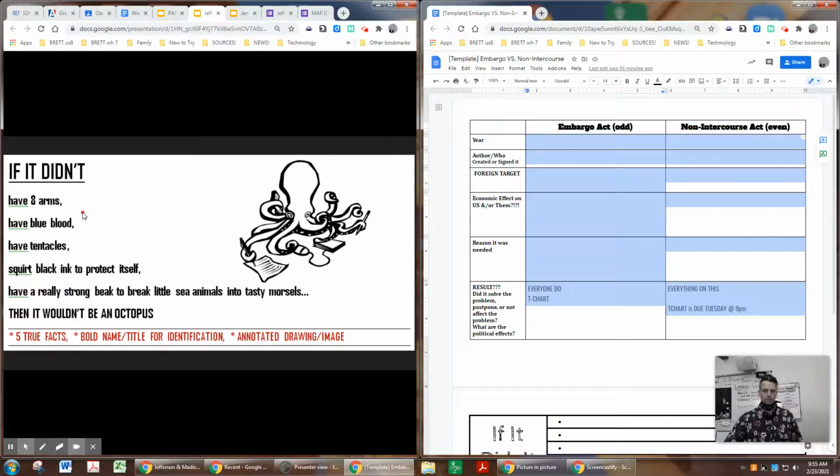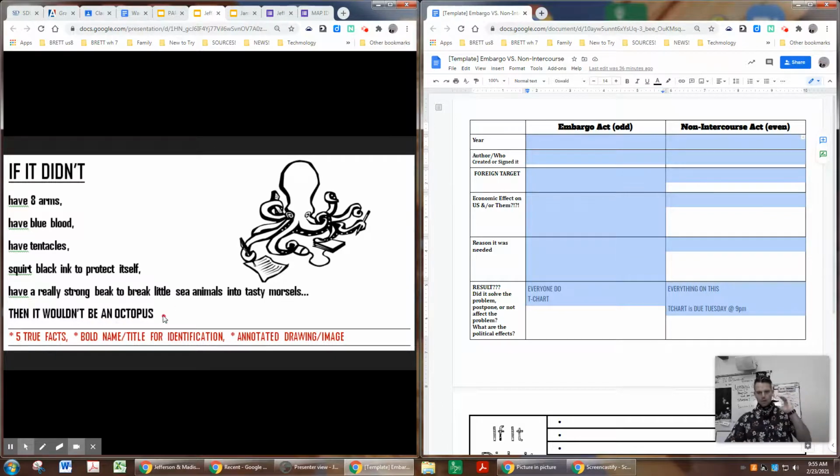So if it has 8 arms, that's an octopus. Wait, Mr. Williams, what about spiders? They have 8 arms, and technically octopi have legs, so this could be. Well, hold on there, buddy. What about this? If it didn't have blue blood, did you know octopi have blue blood? I didn't know that. Now I do. If it didn't have tentacles, if it didn't squirt black ink to protect itself, if it didn't have a really strong beak to break little sea animals into tasty morsels, so there's my 5 true facts, well, then it wouldn't be an octopus. So we have our punch line down at the bottom.